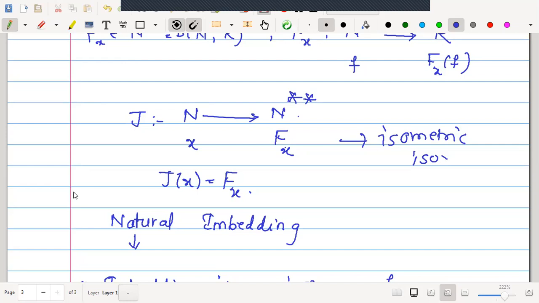Okay, this is what we have for today's lecture. In the next lecture, we will prove that this mapping J defined from n to n double star is an isometric isomorphism. After that, we have many things to prove: countability, separable elements, etc.